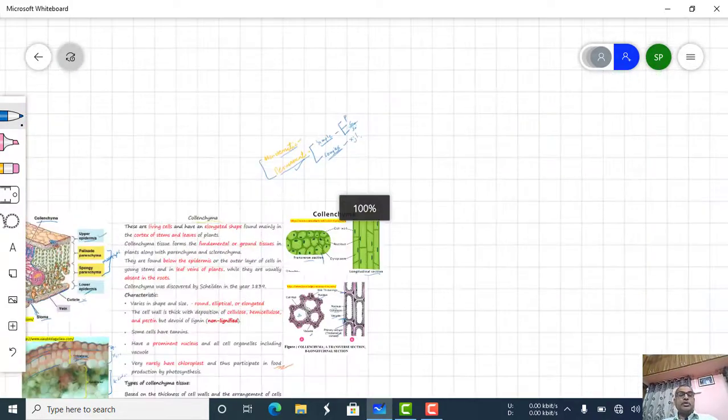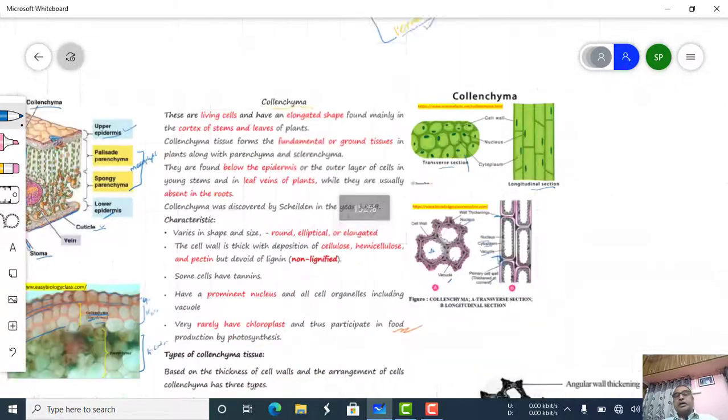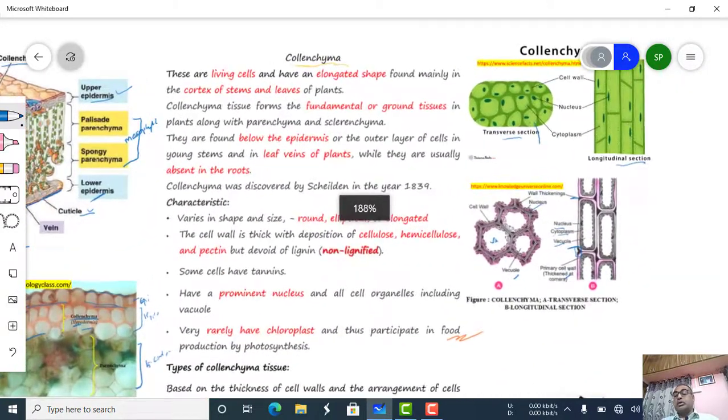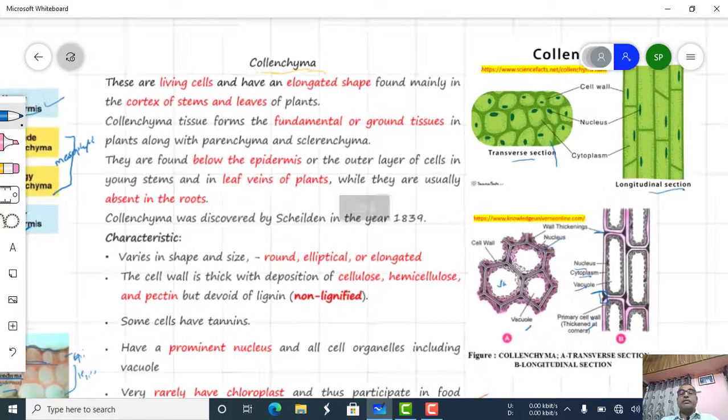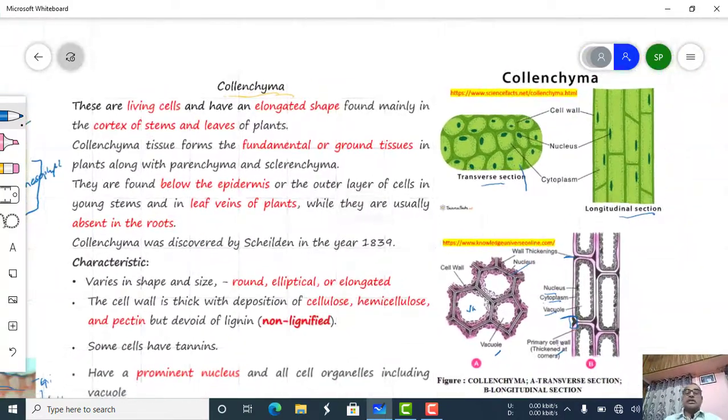Just see about the collenchyma. So collenchyma is a mechanical tissue or a simple permanent tissue which is made up of living cells, and these cells are generally elongated, found mainly in the cortical region or pith region of the stem and leaves. Mainly they are not commonly present in the pith region, but they are commonly observed in the cortical region.